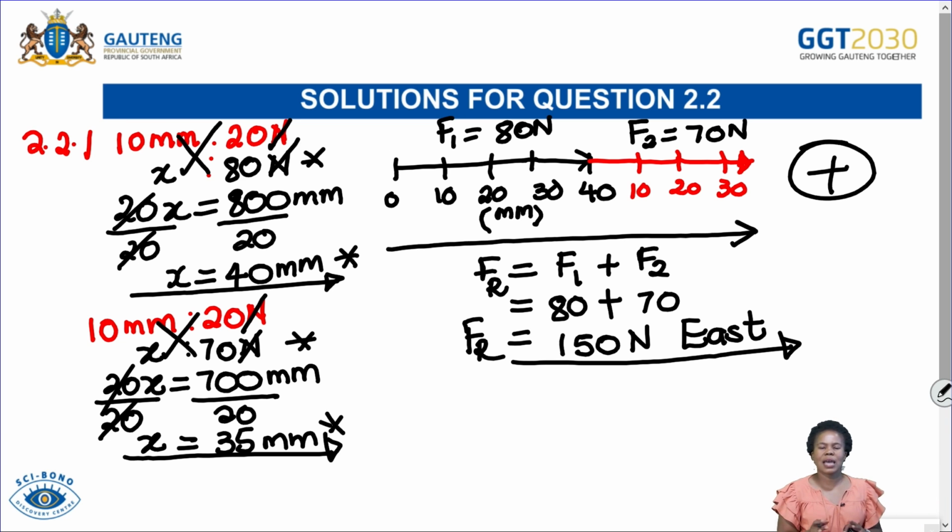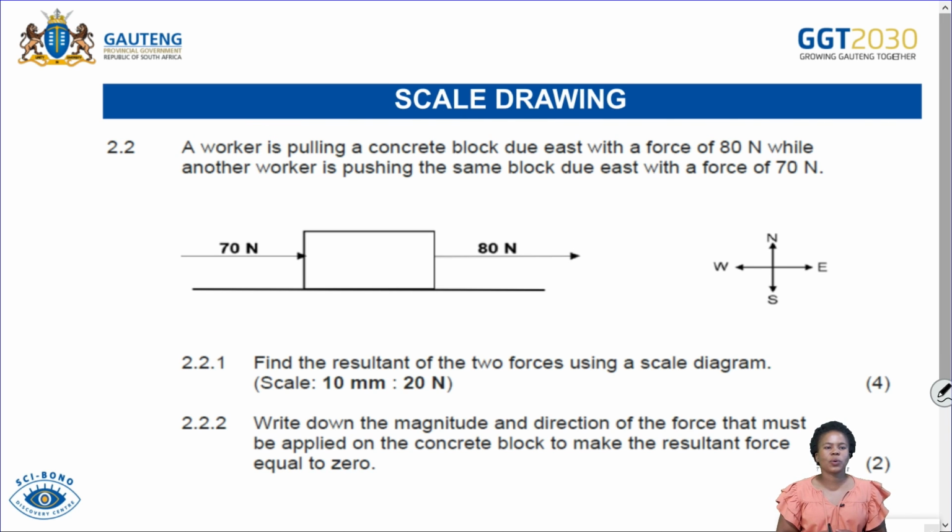That is how easy and simple it is. Next question is saying, write down the magnitude and direction of the force that must be applied on the concrete block to make the resultant force equal to 0. So when the resultant force is equal to 0, it is when all the forces that are acting onto the block are in equilibrium. So if there are any other forces bigger than the other, they have equal magnitude.